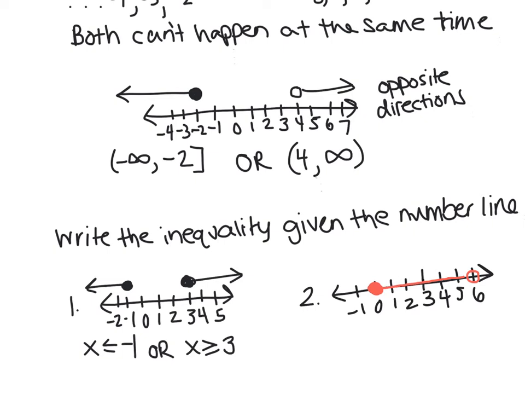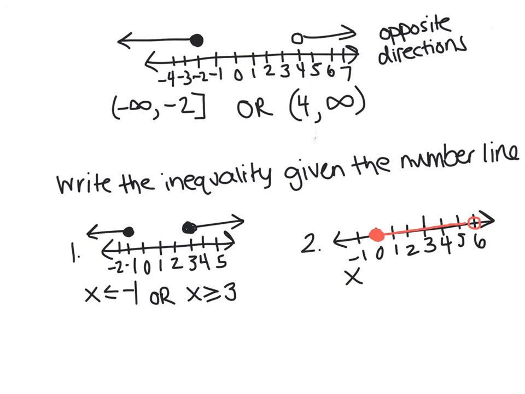So I'm going to write my inequality here. X is greater than or equal to 0, because we shaded the numbers that were bigger than 0, and we included 0. And x is less than 6, not including 6 because that's an open circle.